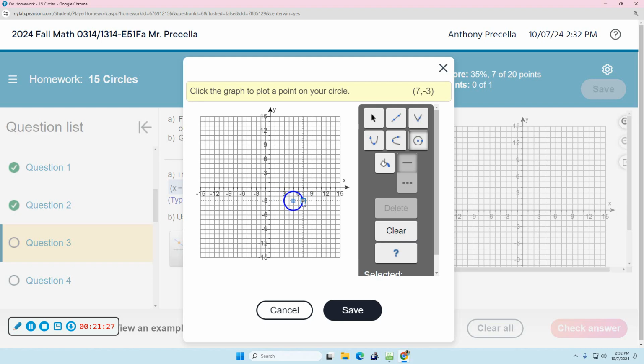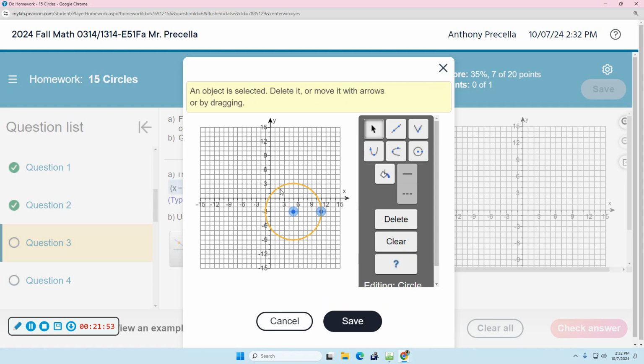My radius was what? 6. So I'm going to have to count 6 units. It doesn't matter if we go up, down, left, or right. I think I'll go to the right 6 units. That was at what number there? That's 5. So we're going to move to the right 6. 5 plus 6, I better be at 11. Is that it?